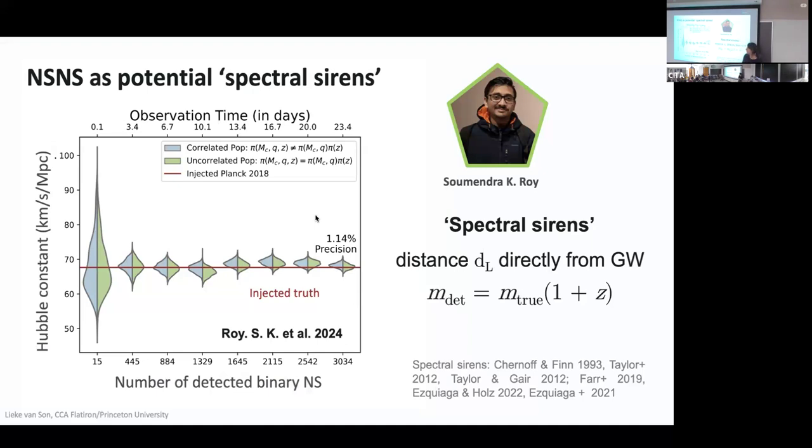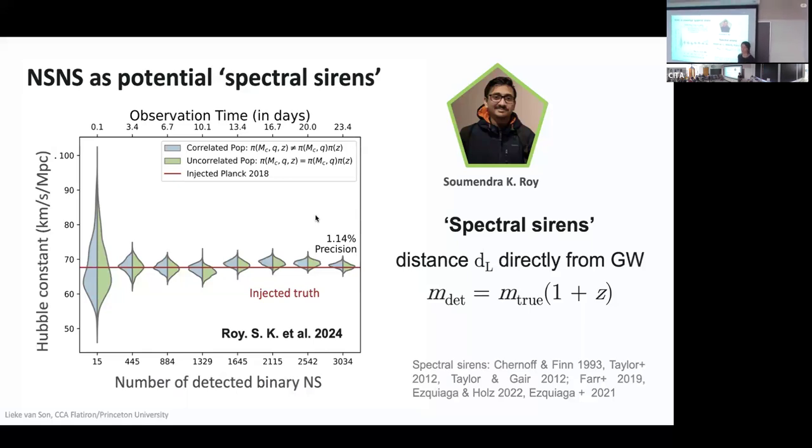And what he showed here is that for all the variations that we explored, where we tried to break this mass with redshift evolution, it doesn't even really matter. The blue is the correlated and green is the uncorrelated, and this is the number of detections, how well you can constrain the Hubble constant with only binary neutron stars. It doesn't really matter if you assume that the population is correlated or not. They both give you about a sub-percent level precision after approximately 3,000 binary neutron star observations.